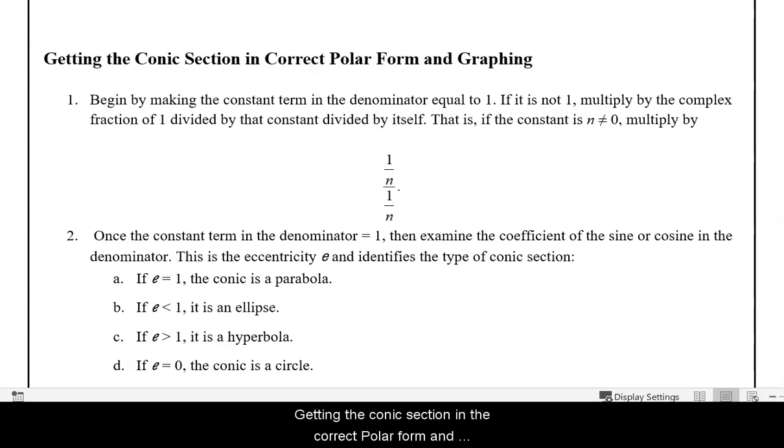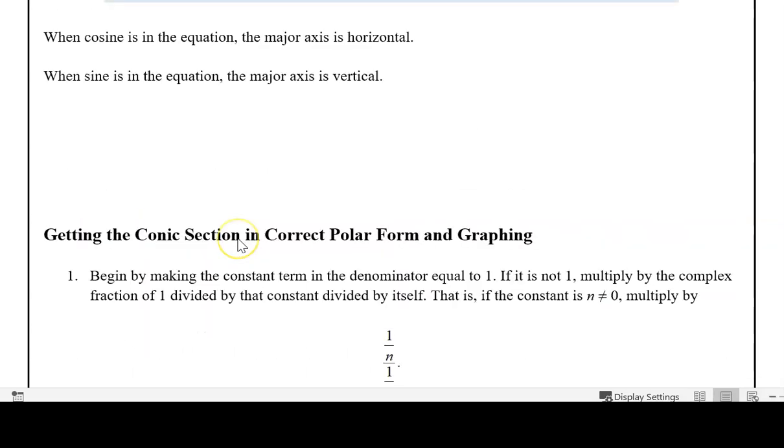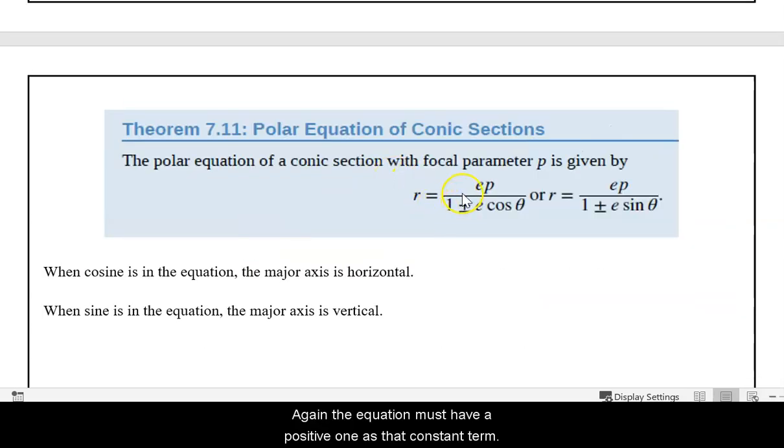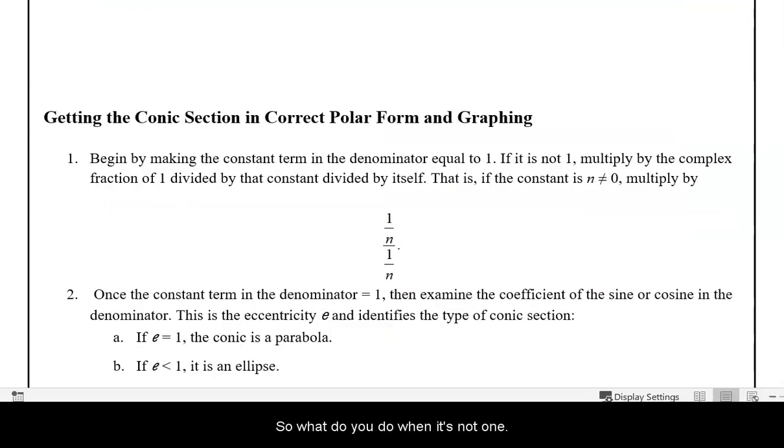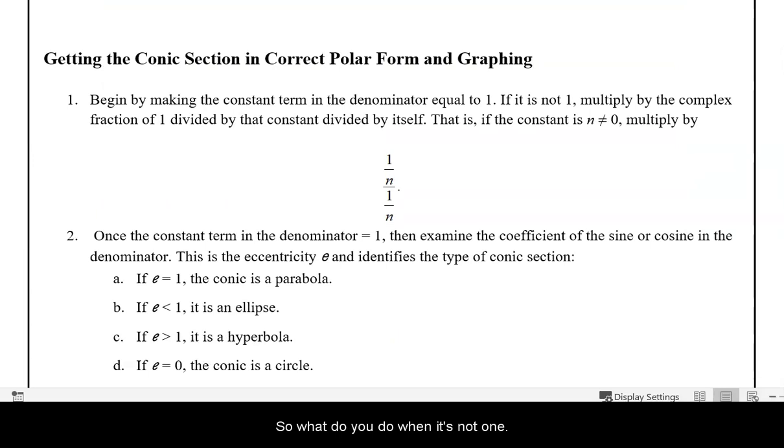Getting the conic section in the correct polar form and graphing it is not terribly difficult, but it can be a little bit tricky. First off, you've got to make the constant term in the denominator be equal to 1. Again, the equation must have a positive 1 as that constant term. So what do you do when it's not 1?